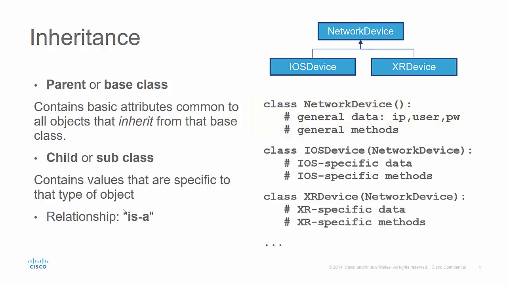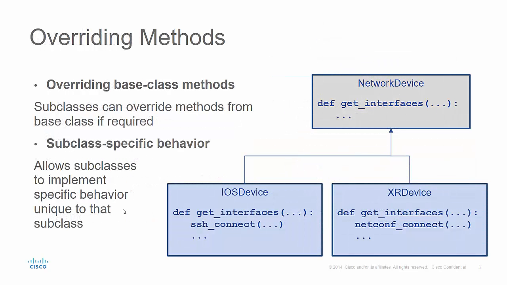You will have subclasses for each specific type of network device that you want to create. In the example, we show an iOS device and an XR device. If you look at the code, there will be iOS-specific data and iOS-specific methods for the iOS subclass, and the same is true for the XR subclass. One of the key ideas related to inheritance is the opportunity for child classes to override methods that have been defined in the base class.